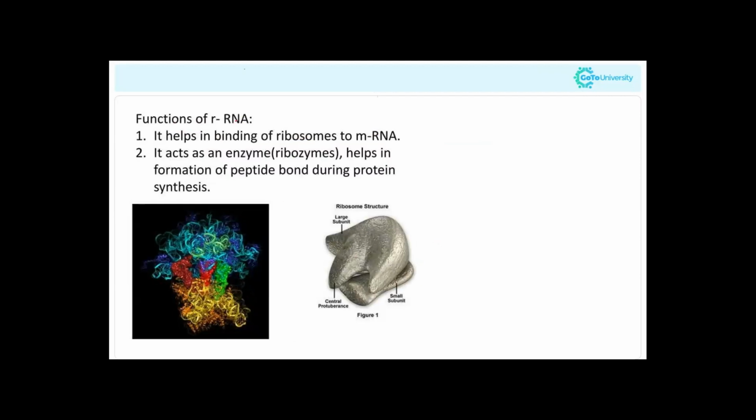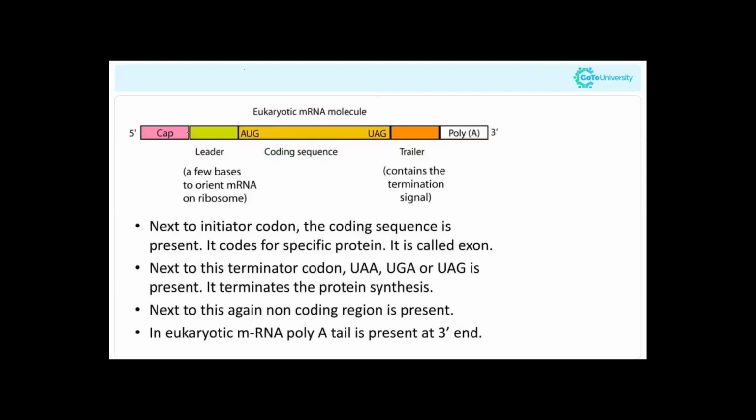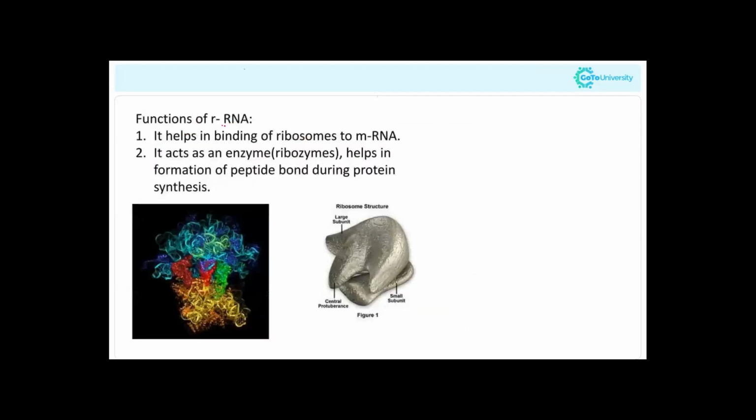Now we are moving to the next type of RNA, that is rRNA, ribosomal RNA, which helps in the binding of ribosomes to mRNA. We know that ribosomes are the protein synthesizing machinery. So the ribosome carries out the process of translation. And the ribosome consists of RNA, and that is called ribosomal RNA. This also acts as an enzyme, that is ribozymes, which helps in the formation of peptide bonds during protein synthesis.